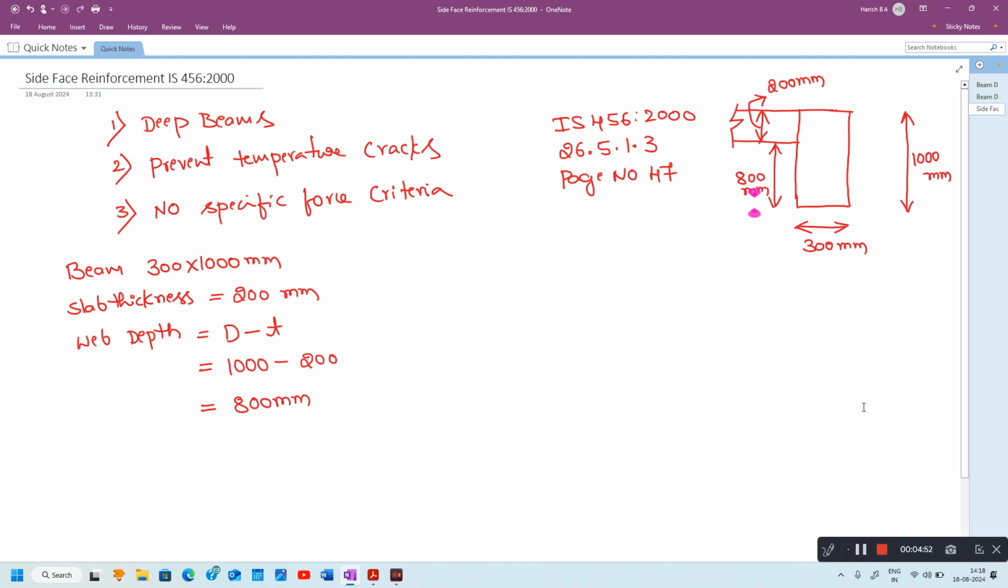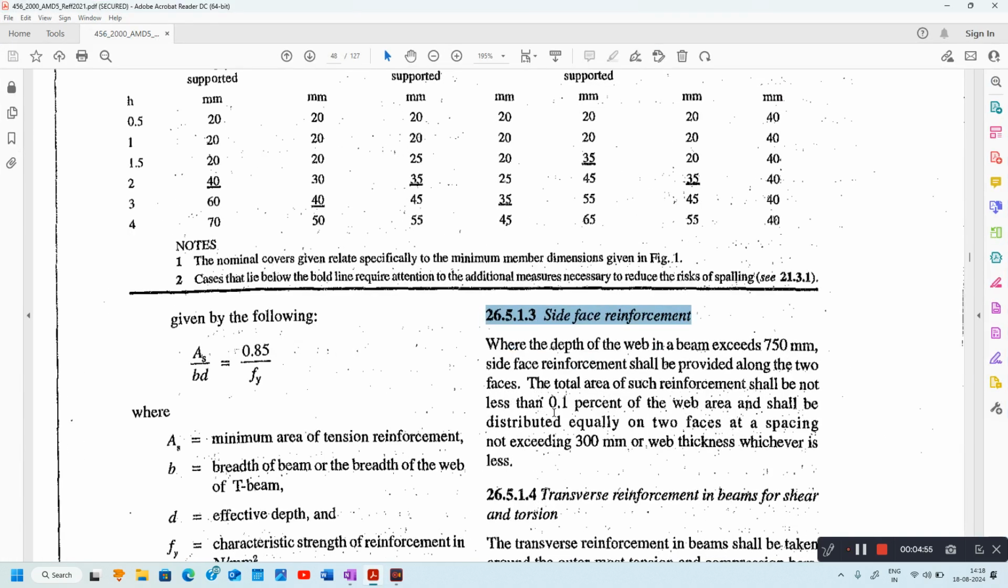So let me open the code once again. Where the depth of the web in a beam exceeds 750 mm. In my case, the depth of the web is 800 mm. So in this case, you have to provide the side reinforcement where the depth of the web in a beam exceeds 750 mm. If it is less than 750 mm, no need to provide the side reinforcement. Next, the total area of such reinforcement shall not be less than 0.1% of the web area.